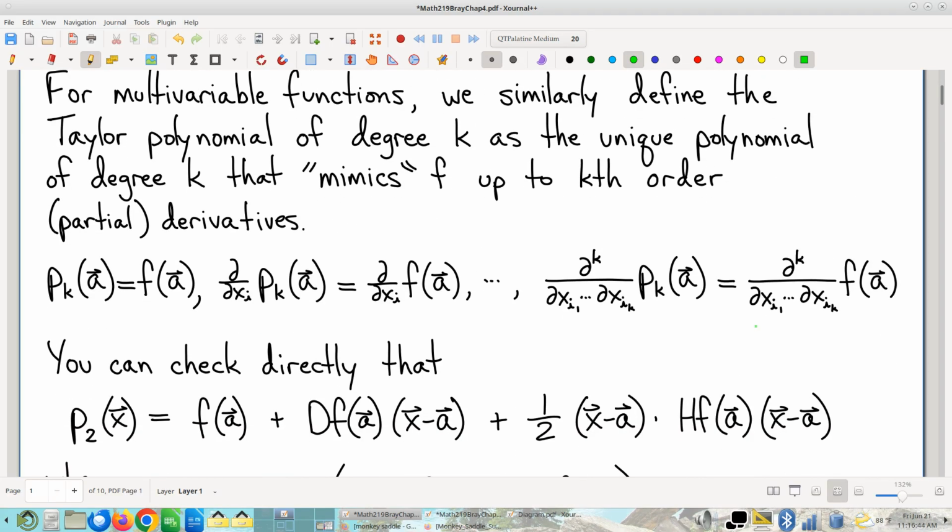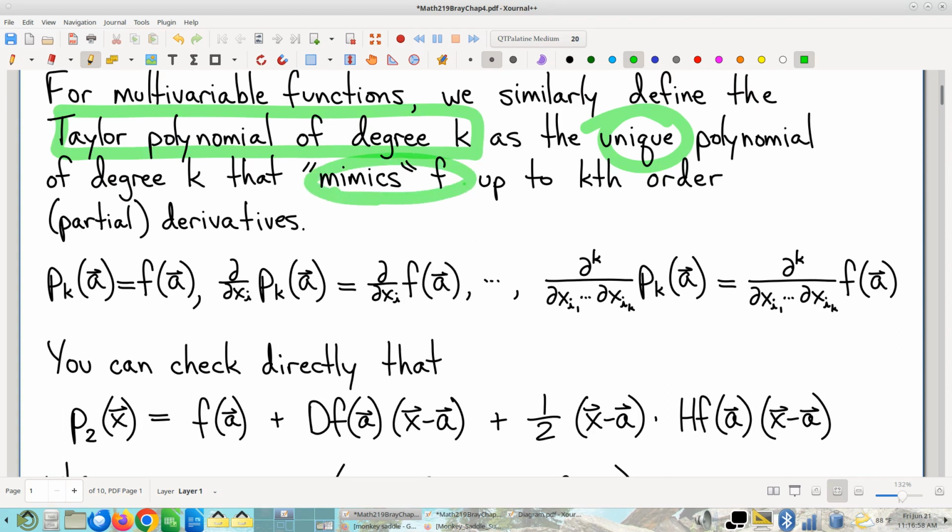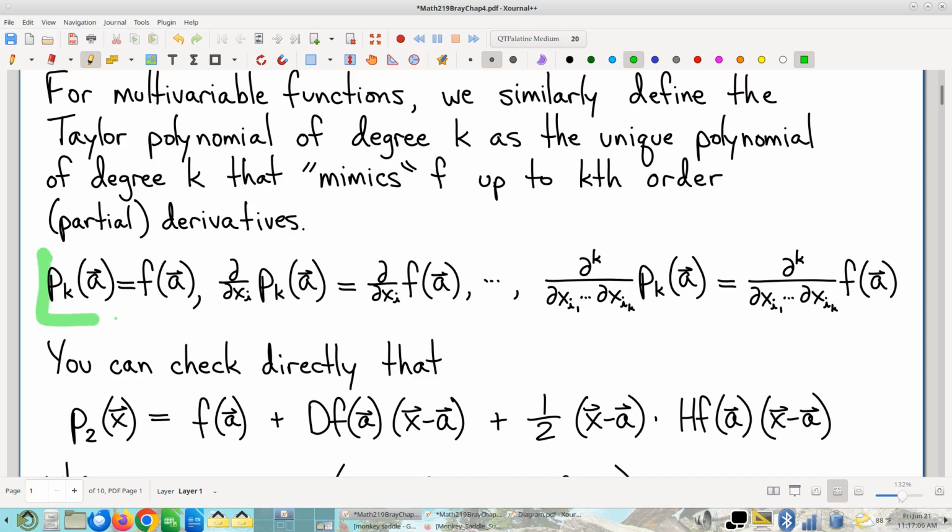Okay, so let's talk about the same thing in a multivariable setting. Same basic idea. The Taylor polynomial of degree K is the unique polynomial of degree K that mimics the function in an analogous kind of way. So that means at the point where you're doing the approximation, this polynomial has the same value as f at that point. It has the same derivative. Wait a minute, can we say derivative? There's a bunch of partial derivatives. Okay, so it has all of the same partial derivatives.